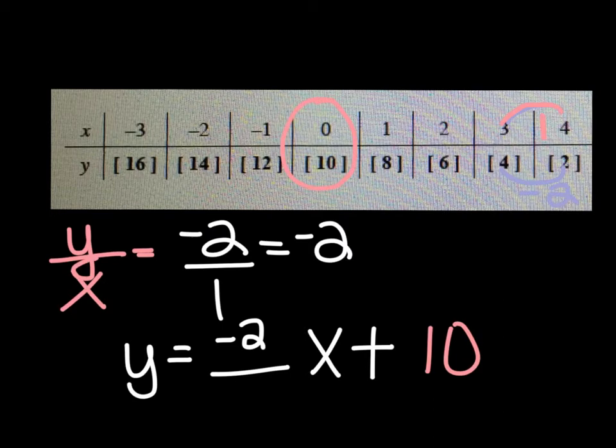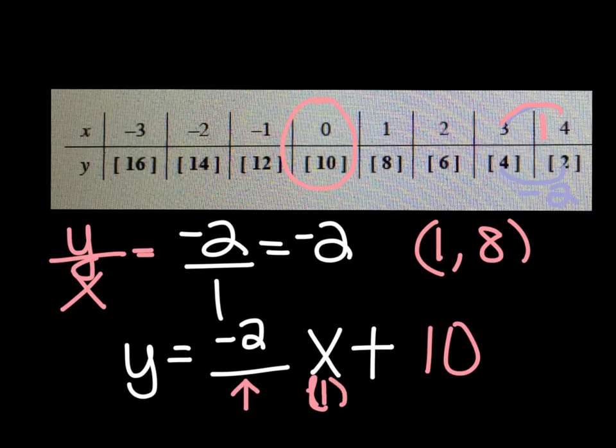So let's check it out and use it for one of the values. If I look at (1, 8), and I do -2 times 1 plus 10, is it going to give me 8? Well, hopefully it gives me 8. Let's see. So -2 times 1 is -2, and -2 plus 10 does give me 8. So this equation works for this table. So that's how I use rate of change to find an equation for an XY table.